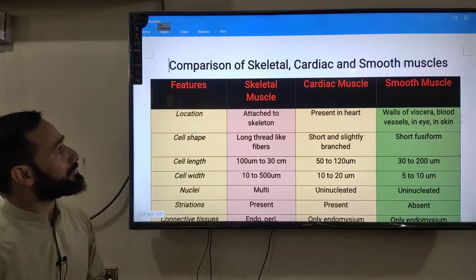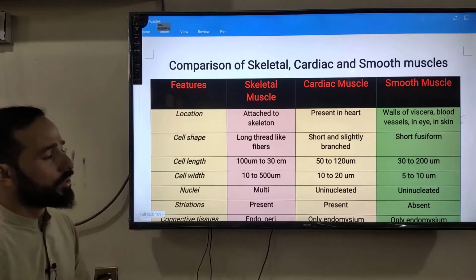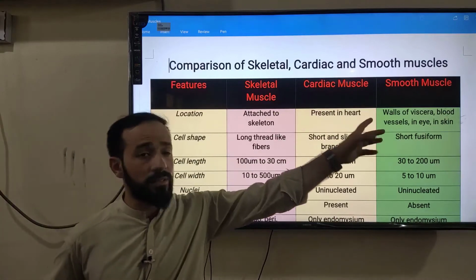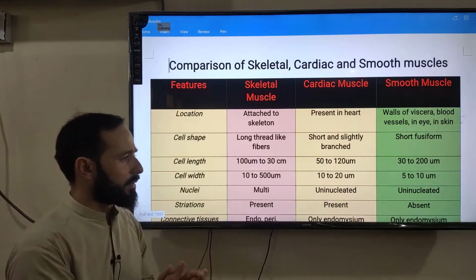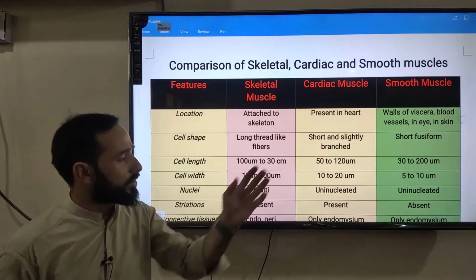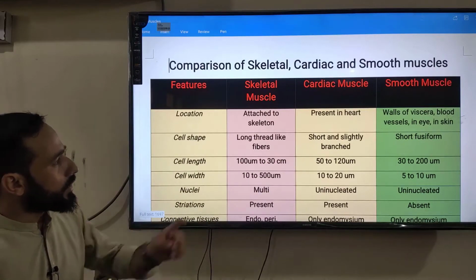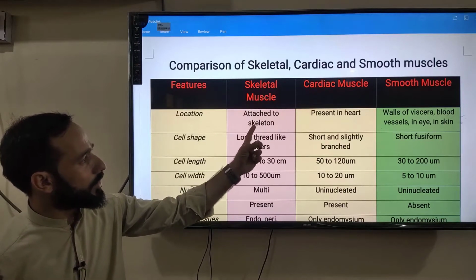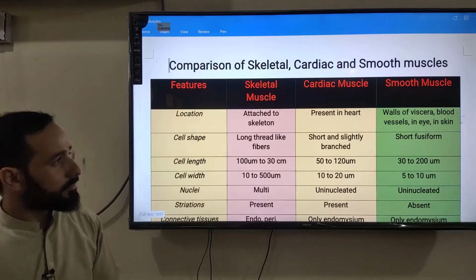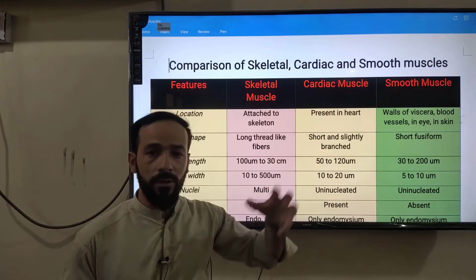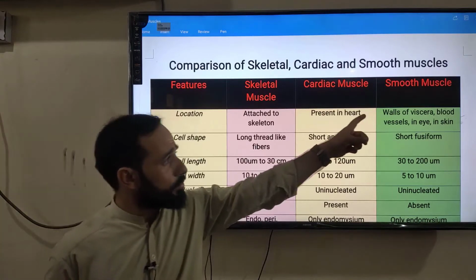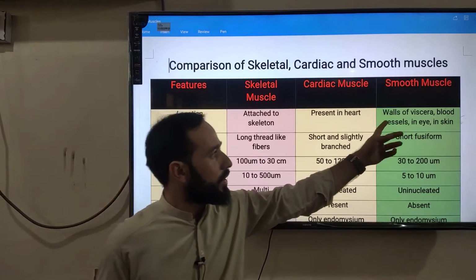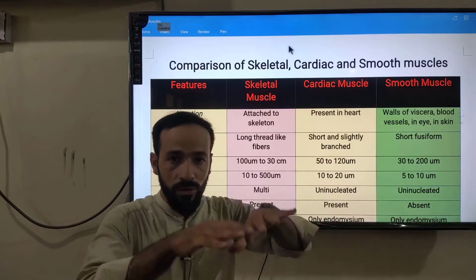The first property that we have here is the location of these muscles. What is the location of skeletal muscles, cardiac muscles, and smooth muscles? Skeletal muscles in our body are attached to our skeleton. Cardiac muscles are present in our heart. And smooth muscles are present everywhere in our body, especially in the walls of viscera, the walls of organs.